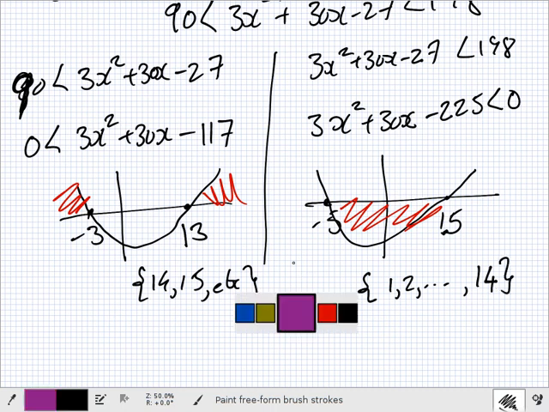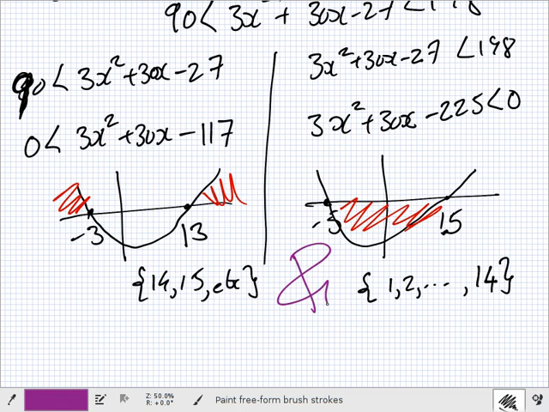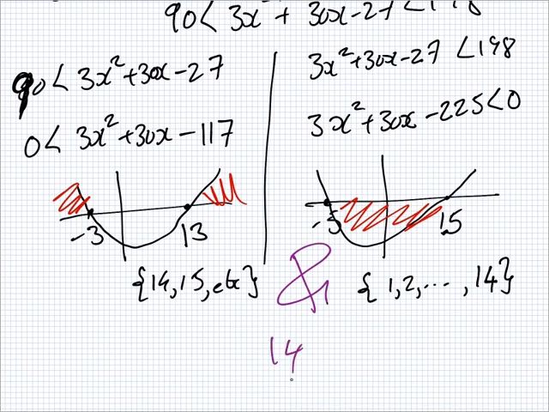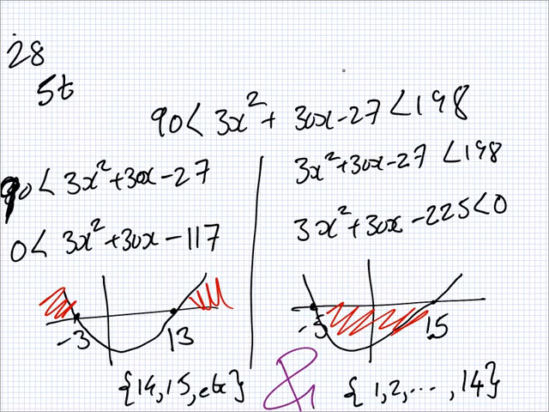However, there's a big "and" between these. We need both to be true at the same time. So what are the values which will solve both conditions? Simply 14. So 14 is the only possible number, so that if I put it into this quadratic, it'll be bigger than 90 and less than 198. Only 14. Nothing else will have me between 90 and 198 in the quadratic.